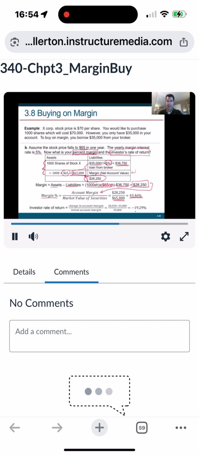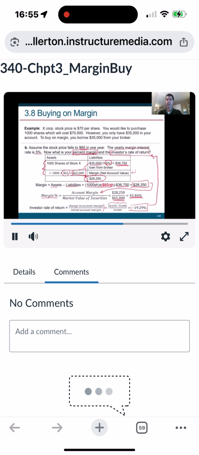So let's do that. My investor rate of return is the change in account margin divided by the initial account margin. The change in account margin, I lost money here. I'm only at 28,250 and I started at 35,000. So I lost money there, not quite 7,000, a little less. And I started at 35,000. That represents a loss of 19.29%. That would be my investor's rate of return.